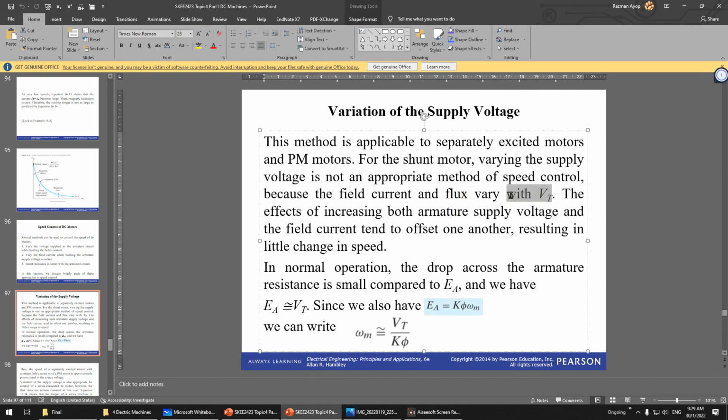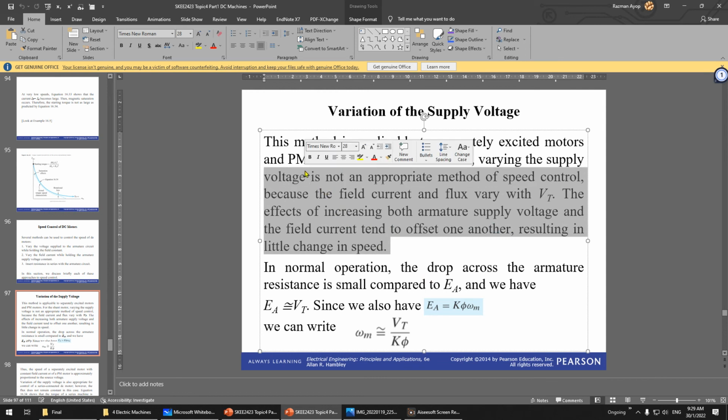Why shunt cannot be controlled or something like that? For shunt, it's not appropriate to use this speed control. You need to know why you cannot do this, and what happens otherwise. You need to know for each one.